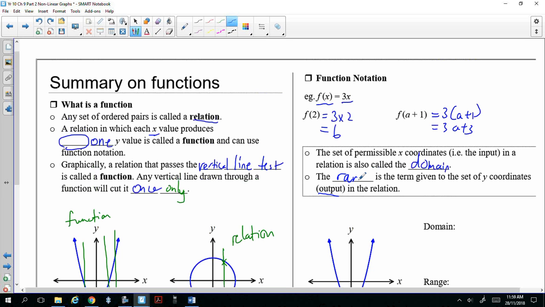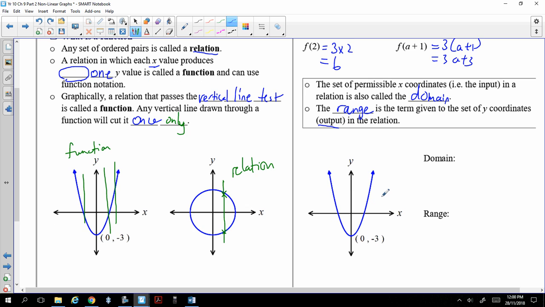Okay, and let's do an example. For this question, work out the domain and the range. Alright, so let's work out the domain. What's the domain for this parabola? Anyone? Paula, what's the domain for this parabola? You don't know? It's all real x. All real x, all the x values are possible. Let's look at the range.